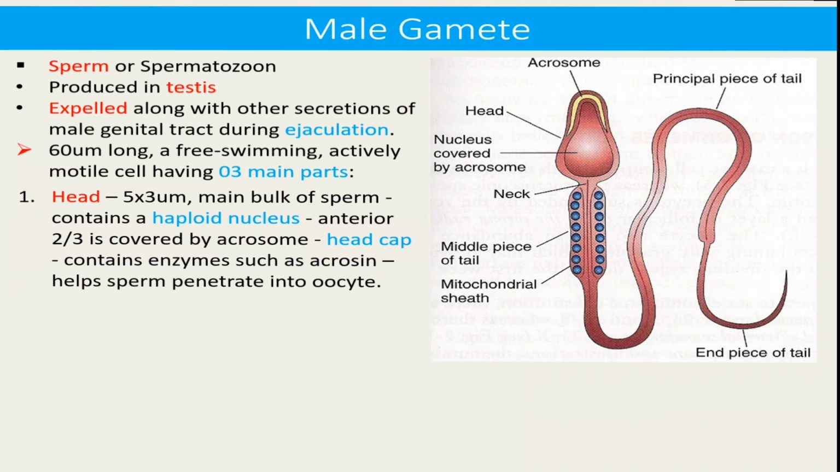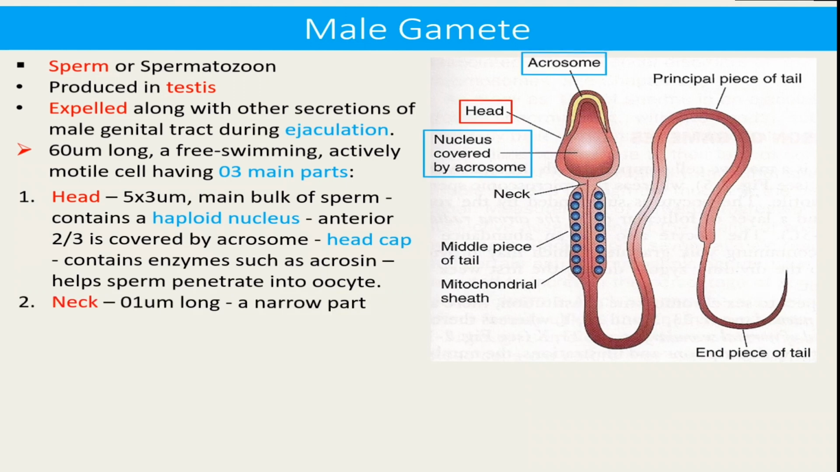The first part is the head, which measures 5 by 3 micrometers, makes up the main bulk of the sperm, and contains a haploid nucleus. Its anterior two-thirds is covered by the acrosome, also named the head cap, which contains enzymes such as acrosin, which helps the sperm penetrate into the oocyte.